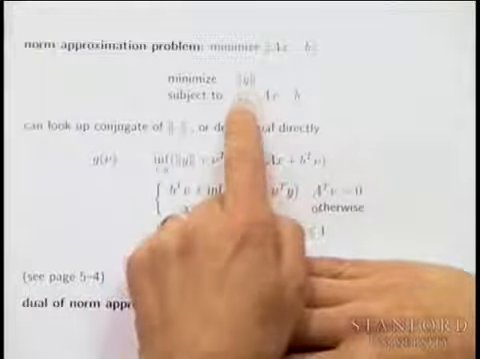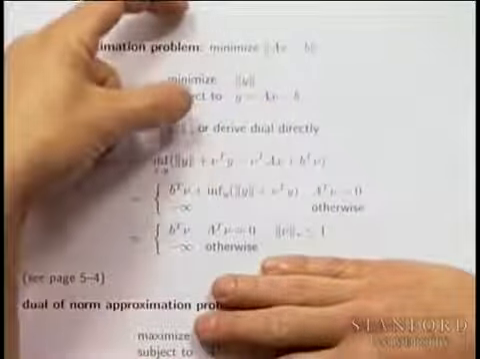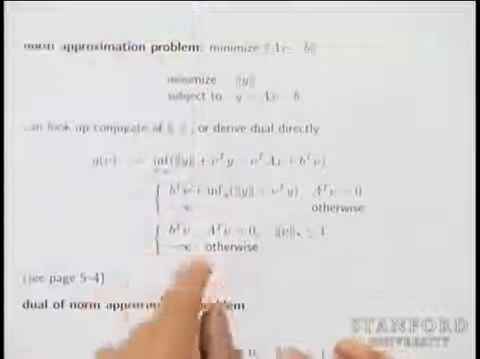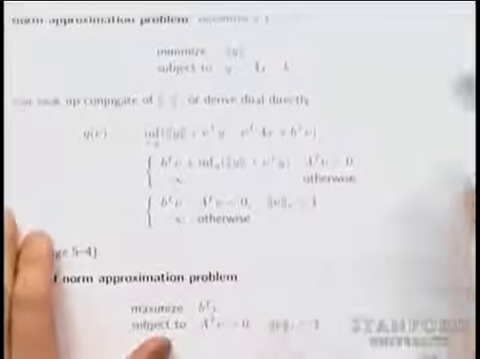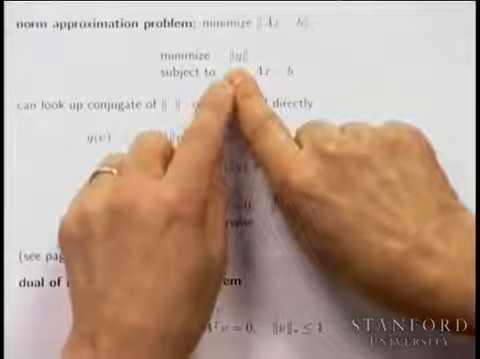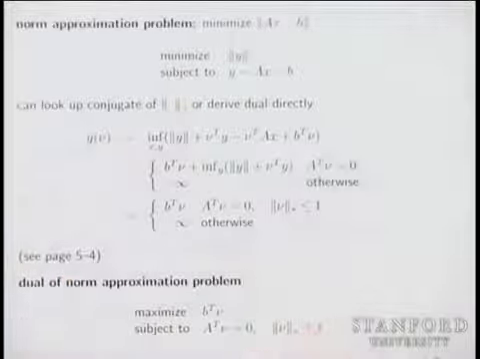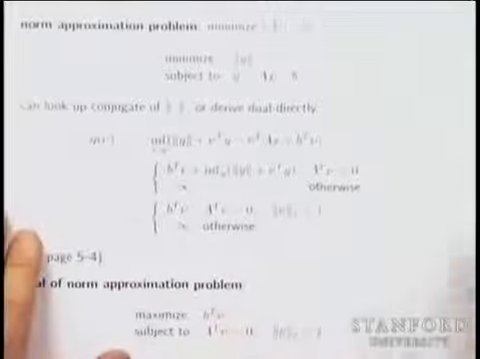If you apply this procedure, you end up with this. You minimize norm y subject to y equals ax minus b. Well, come on. Transformations don't get simpler than this. You derive the dual of this, you get something very interesting. You work out what the conjugate function of the norm is, and the conjugate function of the norm is the indicator function of the dual norm unit ball. I think we've actually done that. But what happens is you end up with the following problem.